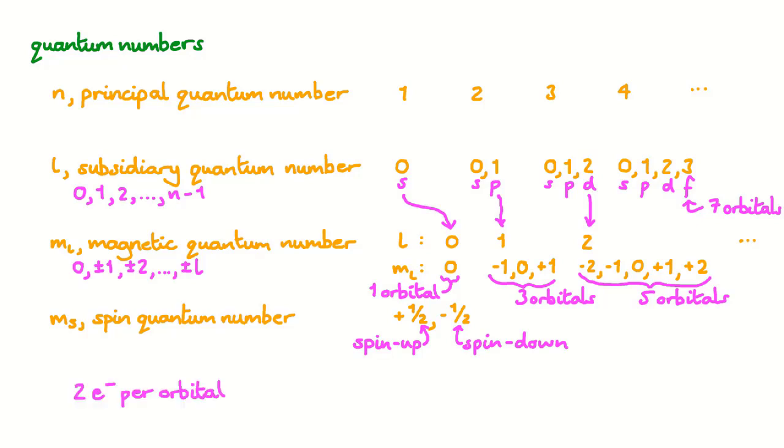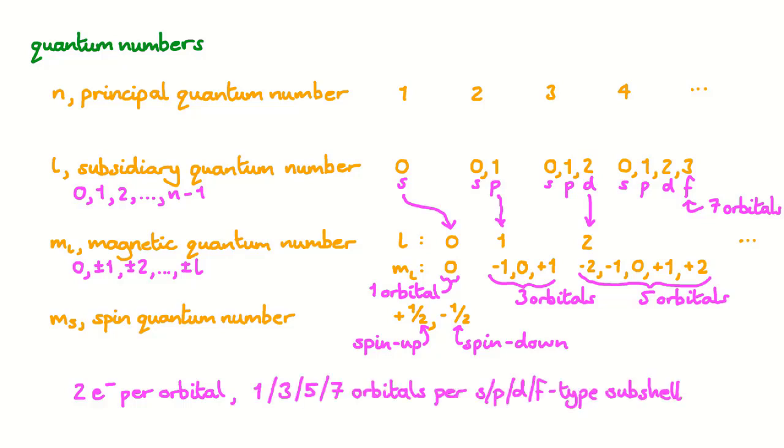The key thing to take away is that per orbital there are 2 possible spin states, so 2 electrons maximum, either 1, 3, 5 or 7 orbitals per S, P, D or F type subshell, n-1 subshells per shell, and the principal quantum number corresponds to the shell number. Quantum numbers are very specific, but they aren't very condensed. That's why we use electronic configurations.